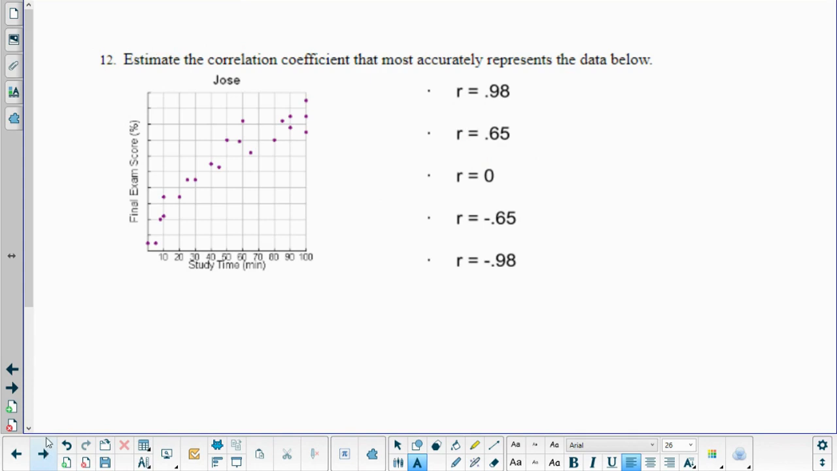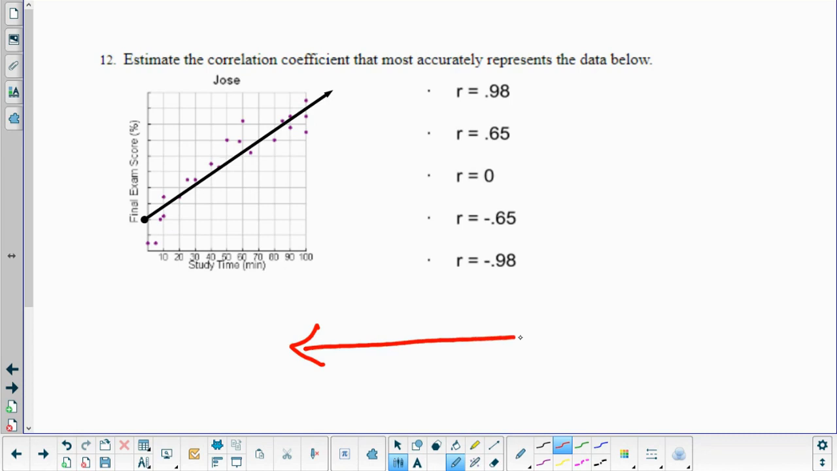All right, in this one, it says estimate the correlation coefficient that most accurately represents the data. So they give us this data here. If I were to draw a line of best fit, it would probably look something like that, where it goes through some of my points, but not all of them, but generally close. Whenever we're talking about line of best fit, you have to think of the spectrum.